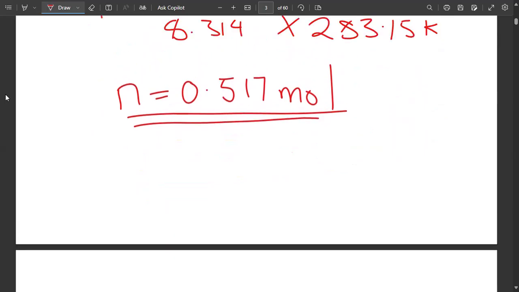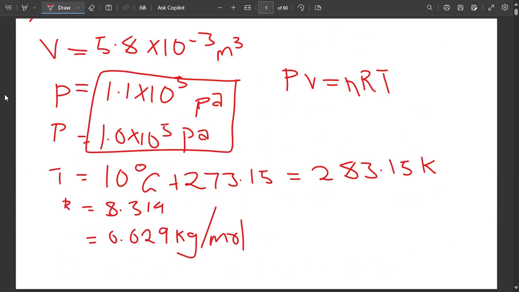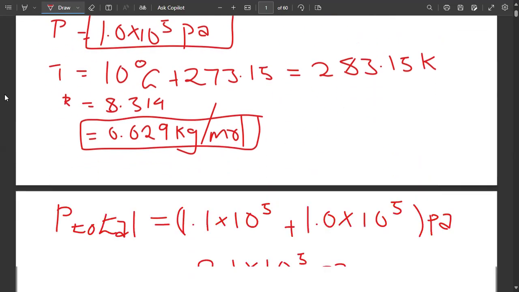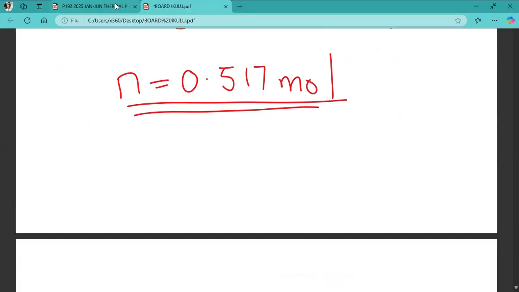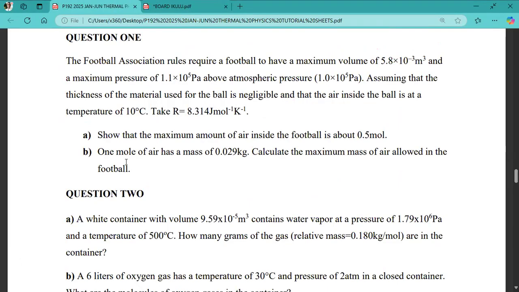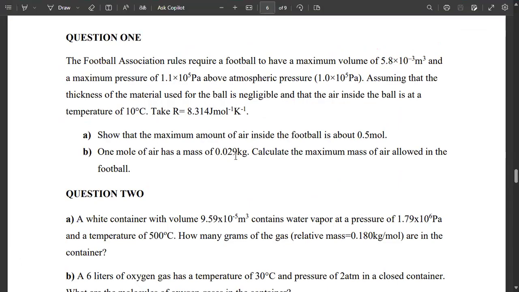So remember, some of you might have thought I was just dreaming when I wrote this as my what? What did I say it was? The molar mass of air. Where did I get it from? We've already been given that in the question. It's here, to say 1 mole of gas has a mass of 0.29 kilograms.